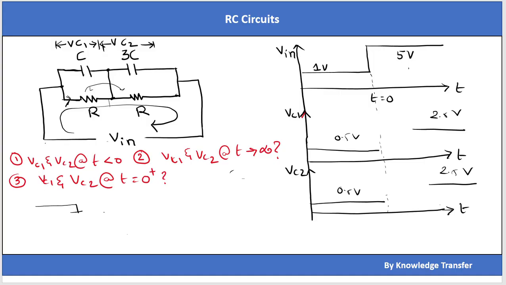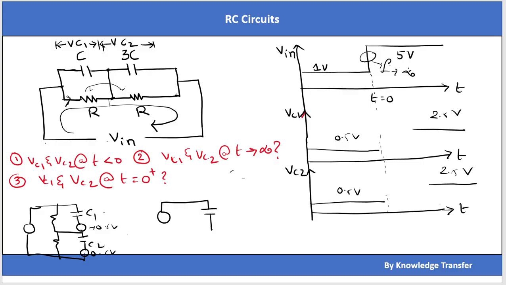If I rewrite the circuit with initial voltages, it will look like this. There is a voltage source and there are some resistors. This is C1, this is C2, with 0.5 volt and 0.5 volt. At t equal to 0, there is a sudden change in voltage from 1 volt to 5 volt. There is a high frequency component here, the frequency is infinity. So the capacitors will get short circuited, and if I redraw the circuit, it will look like this.